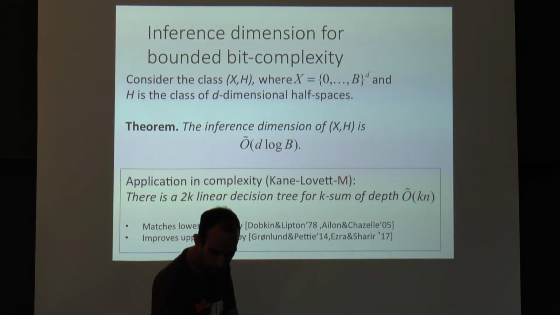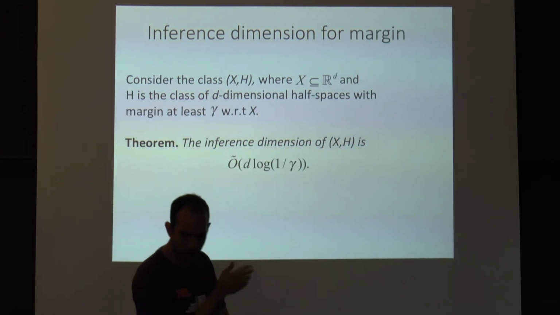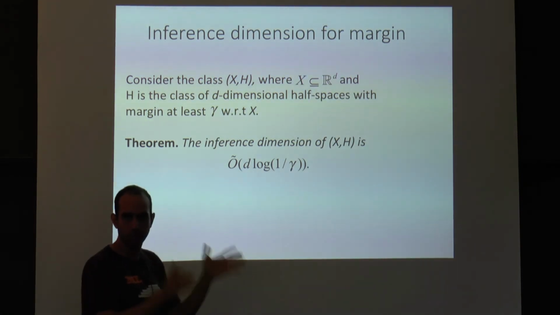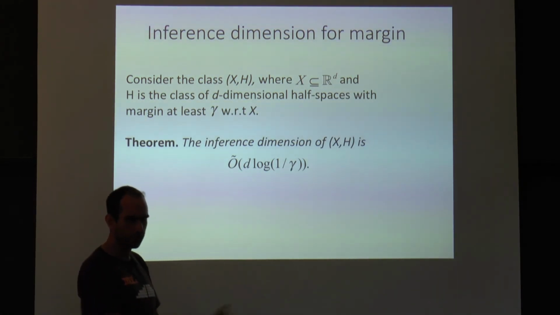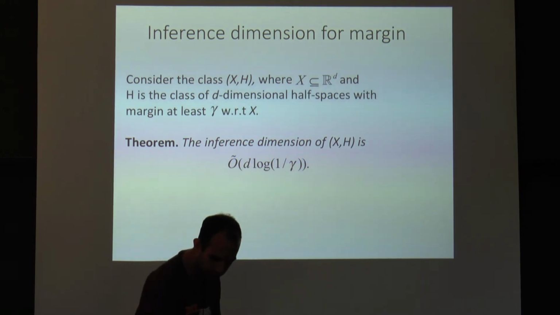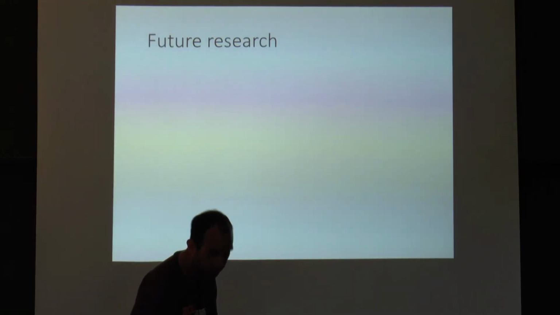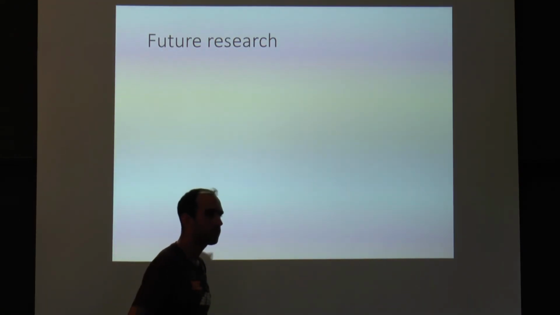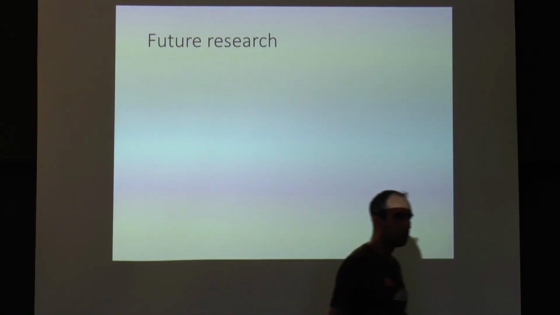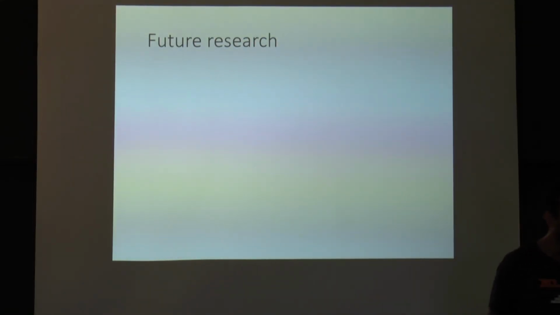Okay. So we have a similar result for margin. It's the same thing, right? You want to analyze the query complexity, you just analyze the inference dimension. Is it clear how the application is an application here? No, but hopefully on Tuesday it will be clear.